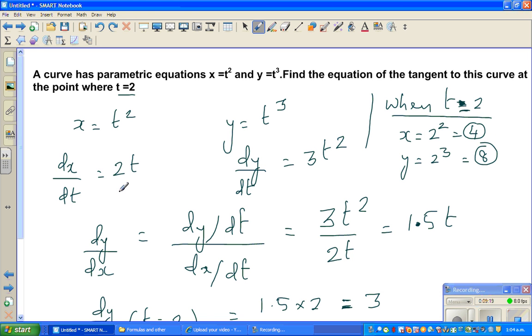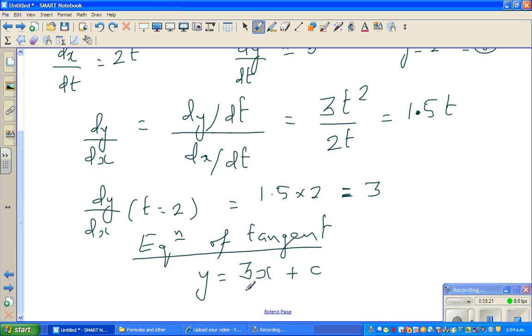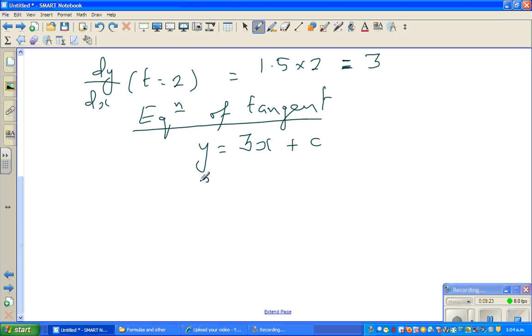I'm going to put the point into the equation. So y is 8, x is 4, so 8 is equal to 12 plus c, which implies c is equal to negative 4. So my equation is y is equal to 3x minus 4.